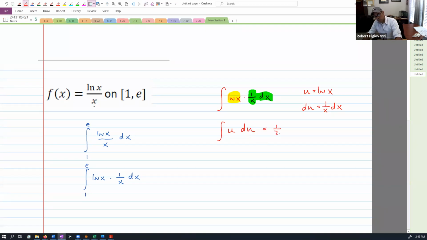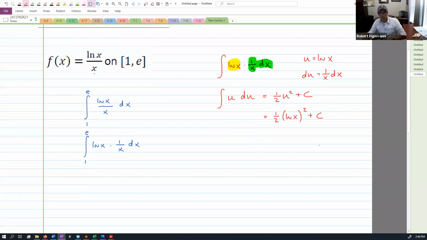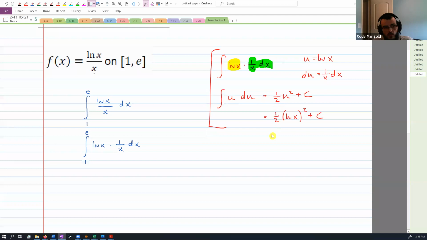That antiderivative is 1/2 u squared plus a constant, and I replace u with natural log of x. So all of that was just to get the antiderivative. Do I need to address this or clarify anything here? And we just set it as big F of e minus big F of 1, with that formula.